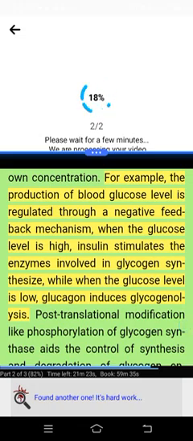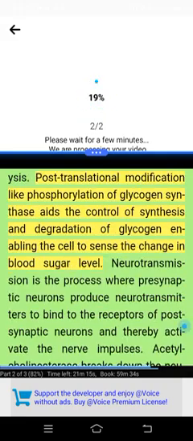When the glucose level is high, insulin stimulates the enzymes involved in glycogen synthesis, while when the glucose level is low, glucagon induces glycogenolysis. Post-translational modification like phosphorylation of glycogen synthase aids the control of synthesis and degradation of glycogen, enabling the cell to sense the change in blood sugar level.